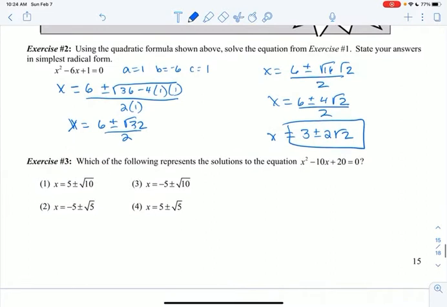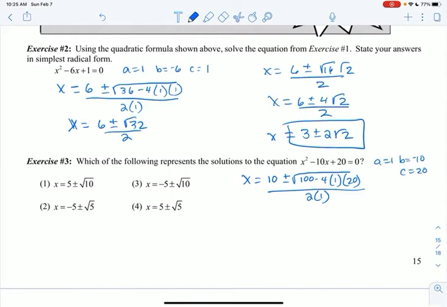Number 3 is a multiple choice problem. Again, I'm going to use that quadratic formula. X equals negative b. I can write down what my a, my b, and my c are if anybody needs that information. So a is 1, b is negative 10, and c is 20. So it's negative b, so that's positive 10, plus or minus the square root of b squared, negative 10 squared is 100, minus 4, a is 1, c is 20, over 2a, and a again is 1.